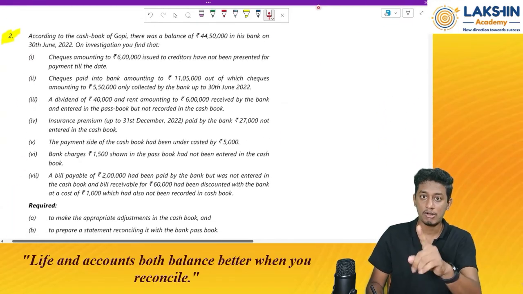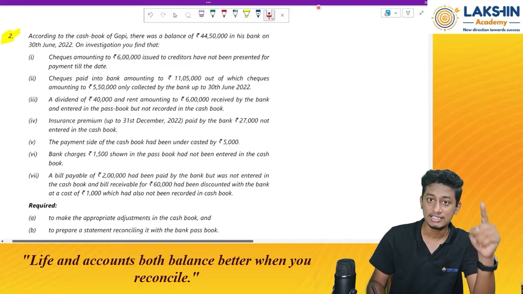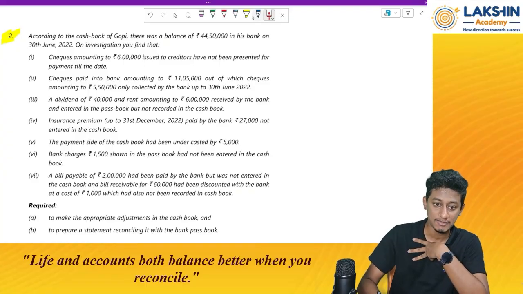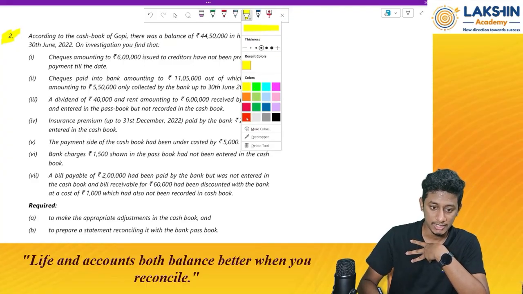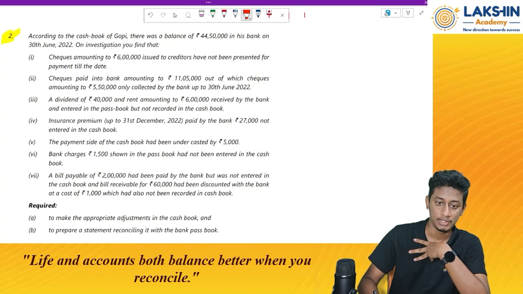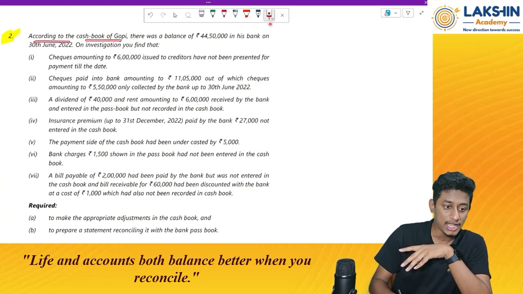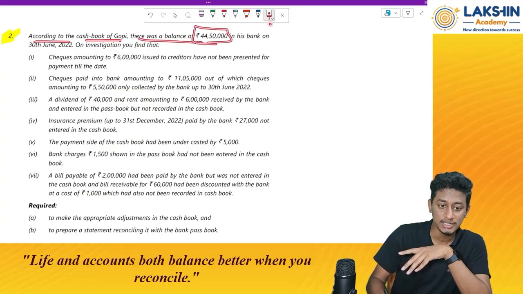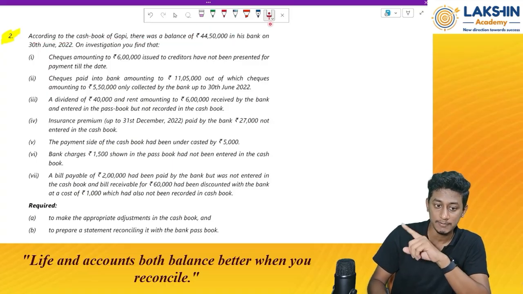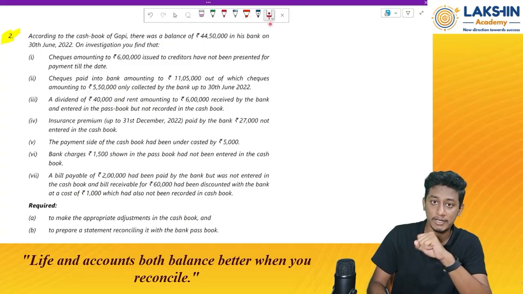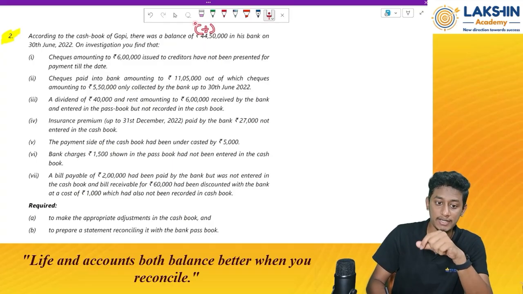So first of all, let us figure out what are the mistakes or the errors that has been done from our end first. Okay, I'll just mark it in red color now for you people. So let's see. Let's start. According to the cash book of Gopi, there was a balance of rupees 44,50,000. This is the cash book balance of 44,50,000. Favorable or unfavorable? Since it is a positive amount, it is a favorable balance.